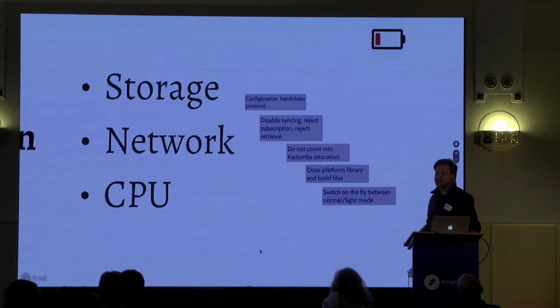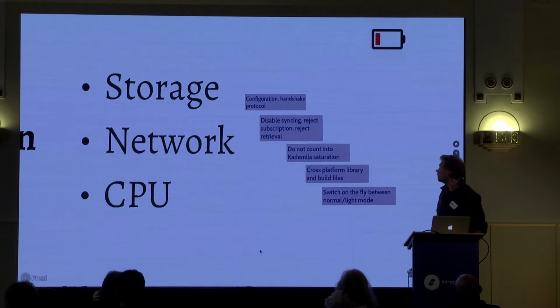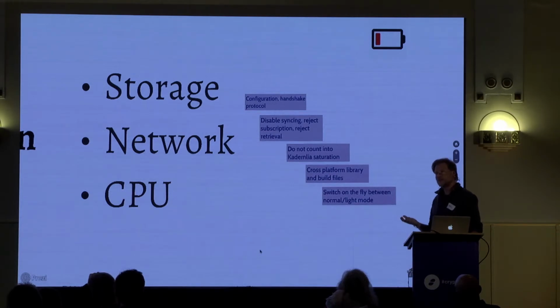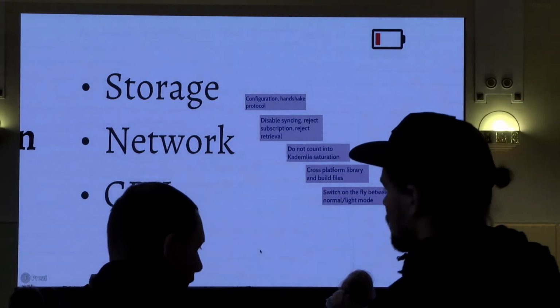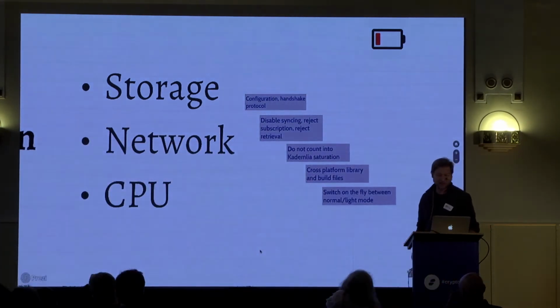they are not an active part of the Kademlia network, but we want to make it so that they can still be addressed so that PSS messages can get to it. Then we need a cross-platform library and build files, and eventually we want the light node to be switched on the fly between normal and light mode, because sometimes it's useful to switch between the two. For example, when you are on a limited data package or whatever. So what I'm thinking is that maybe on mobile, you sometimes want the full node functionality. For example, if you have an iPad, and it's on the charger, and you want to sync files, then it might be powerful enough right now. So that was the goal that we set for ourselves.